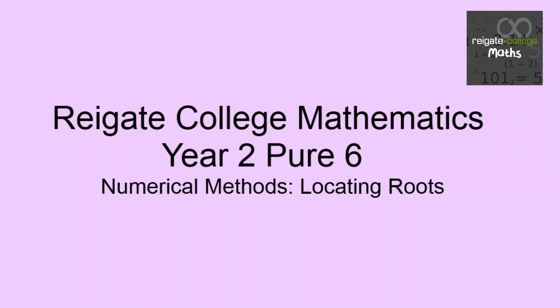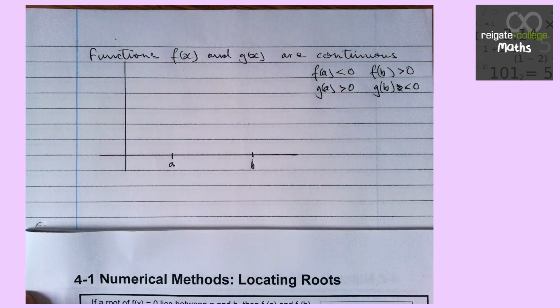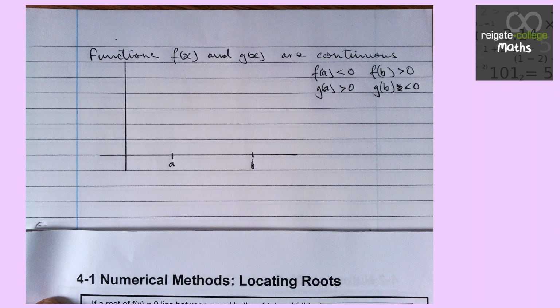This is Reigate College Year 2 Pure 6 Maths, and we're going to cover the first section on numerical methods, which is locating roots. So numerical methods is all about methods where we can't be precise about what we want to do, and often something we want to do with a function or an equation is to find its roots. So we're just going to consider now a way of finding where a root is, and then we'll look at how we can narrow down and make it more exact.